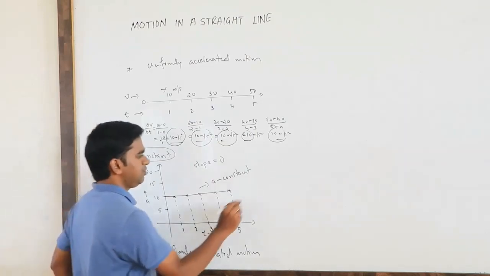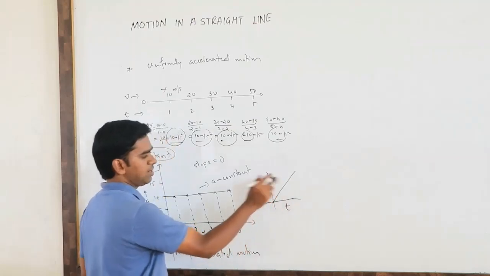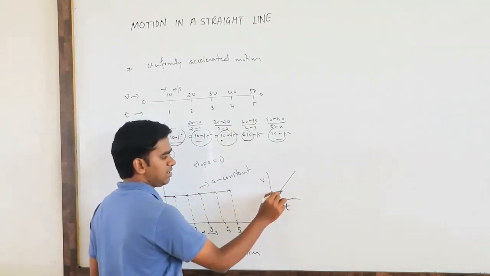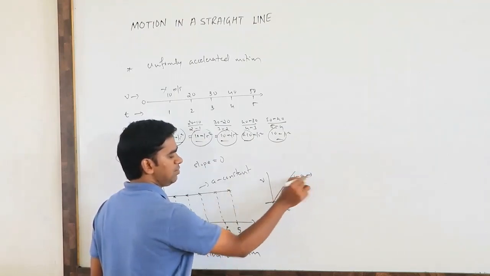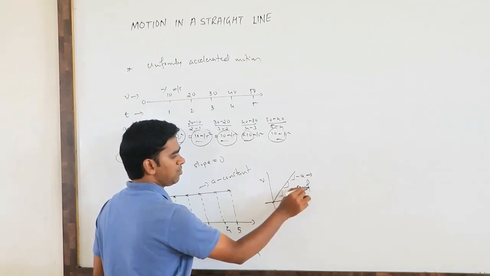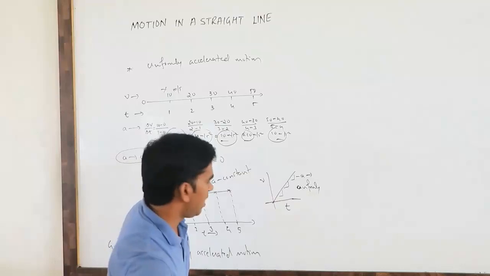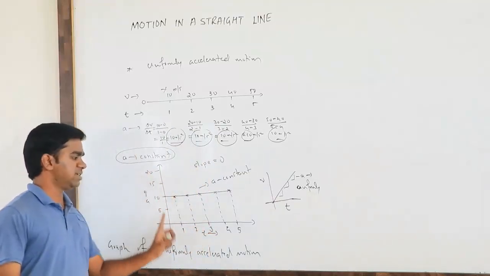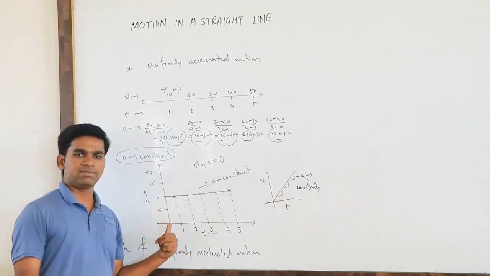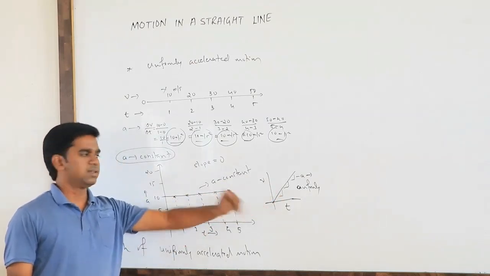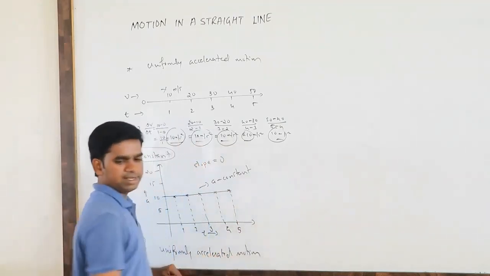Usually, if it is a v-t graph, and you get a graph like this, you get the slope constant everywhere. This slope will give you what? Acceleration. So then you can say that it is uniformly accelerated motion, for a velocity versus time graph. But here it is an acceleration versus time graph. If you get a graph like this in an acceleration-time graph, that is not uniformly accelerated. Only if you get a constant value can you say it is uniformly accelerated motion.